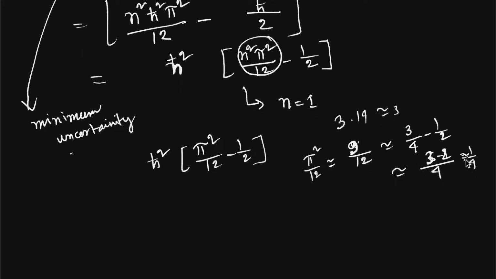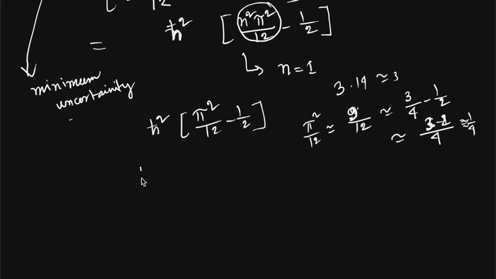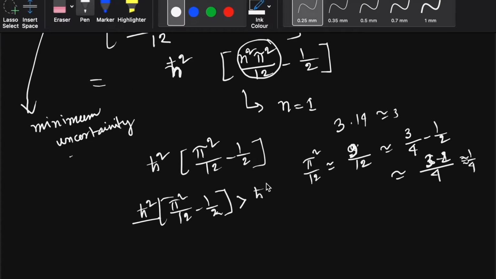It is nearly, it is greater than 1/4. That means ħ² (π²/12 − 1/2) will be greater than, not equal, it is greater than ħ²/4.